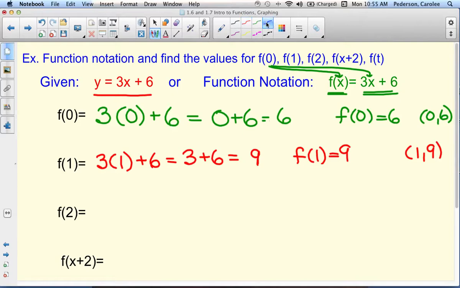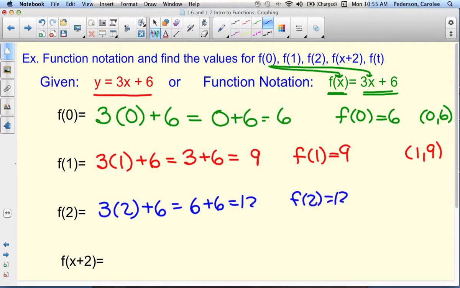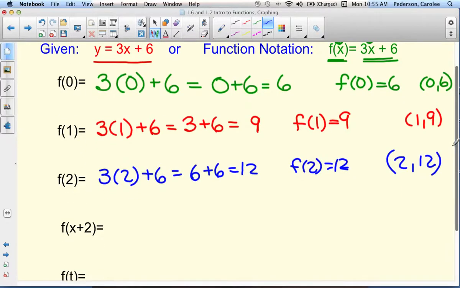Now let's substitute f of 2. So replace the x with 2. So 3 times 2 is 6. 6 plus 6 is 12. So f of 2 equals 12. As an ordered pair, it would be (2, 12). So what we could do is graph these 3 ordered pairs, and they will construct a line for us.